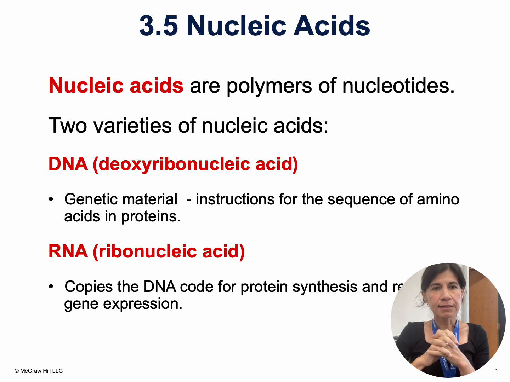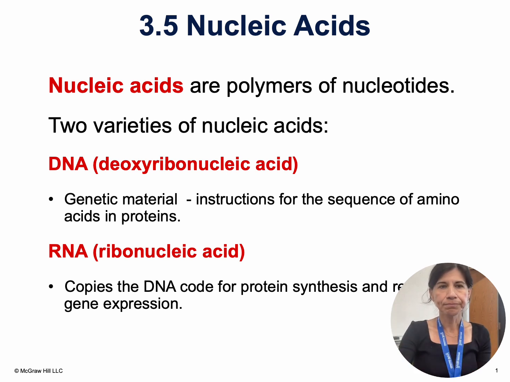The other type of nucleic acid is RNA. RNA stands for ribonucleic acid, and it's also a nucleic acid made up of nucleotides. We're going to talk about how the nucleotides that make up RNA are slightly different. What RNA does in our cells is basically copy the code in DNA and take it to where the protein is made. Another thing RNA does is regulate gene expression, and we're going to talk about that later in the semester.